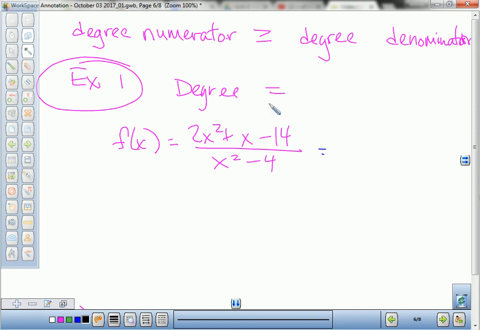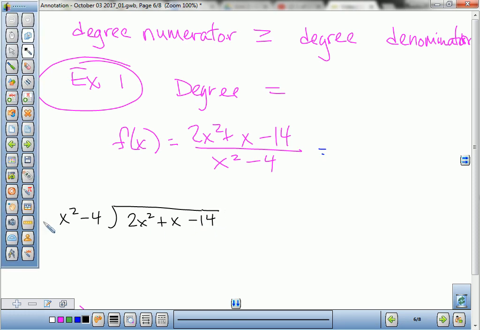Example 1 is where the degrees are equivalent. So we're going to divide. Okay? And we want to use long division. Always? I don't know how to do that. Definitely in this case, because my denominator is not a linear divisor with a leading coefficient of 1. That's true.